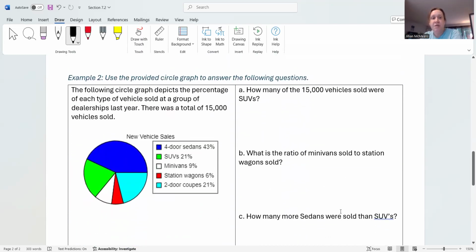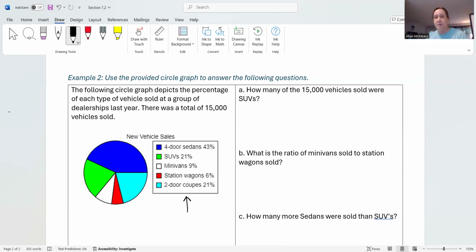Okay, so it says use the provided circle graph to answer the following questions, and we have a little bit of information about our circle graph. So we're told that the following circle graph depicts the percentage of each type of vehicle sold at a group of dealerships last year. There was a total of 15,000 vehicles sold. So we know the grand total here is 15,000 vehicles. What's a little bit different about this one is look at this key here.